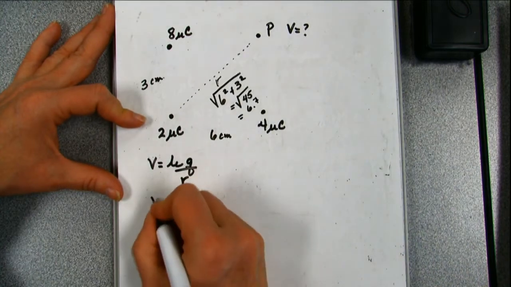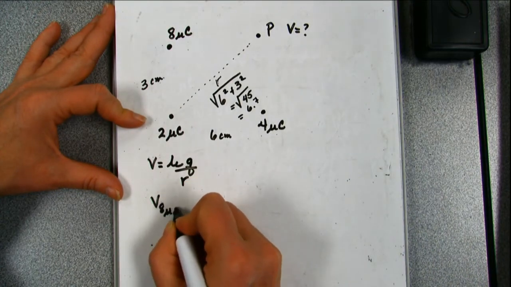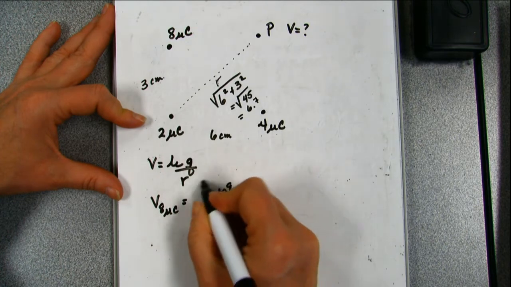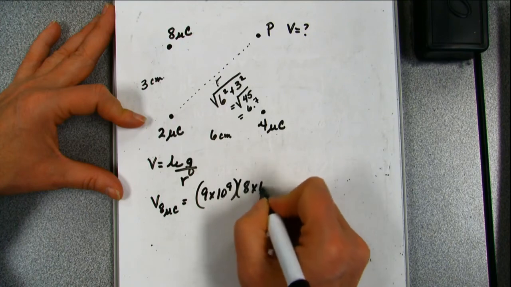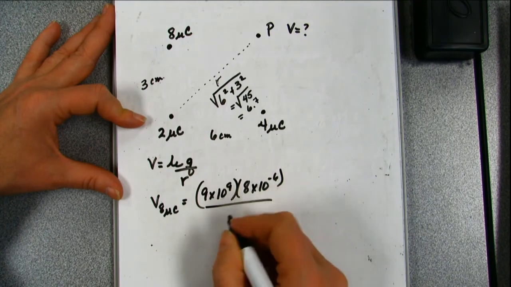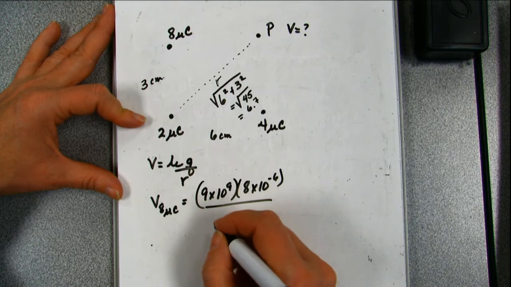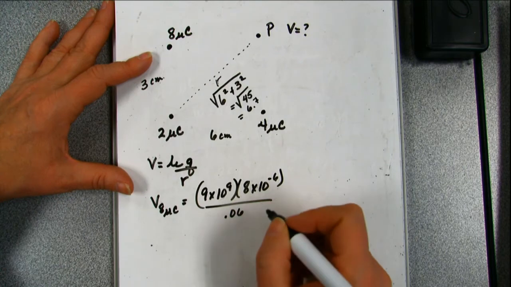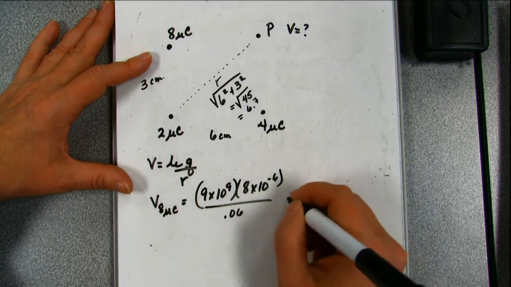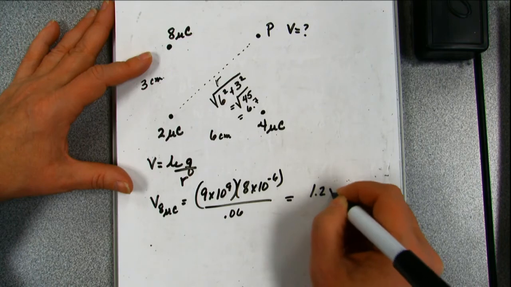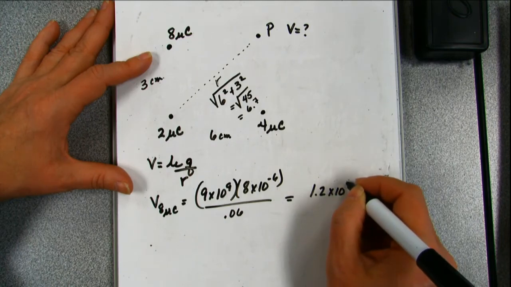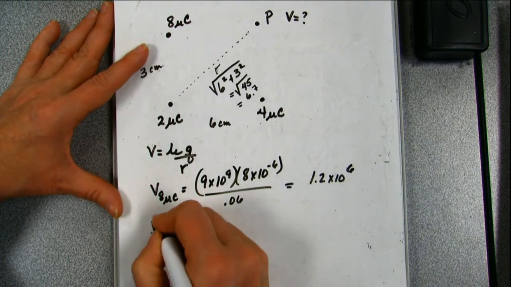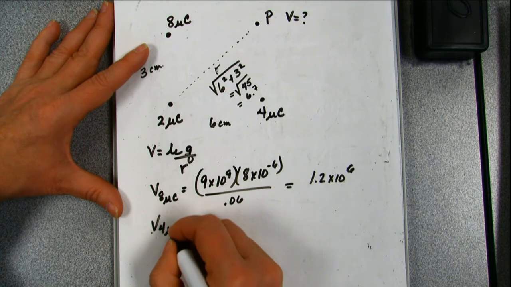So now I just got to do V for the 8 microcoulombs. This is going to be 9 times 10 to the 9th, 8 times 10 to the minus 6. And we are at 8 microcoulombs, it's 0.06 away. And that gives me 1.2 times 10 to the 6th.